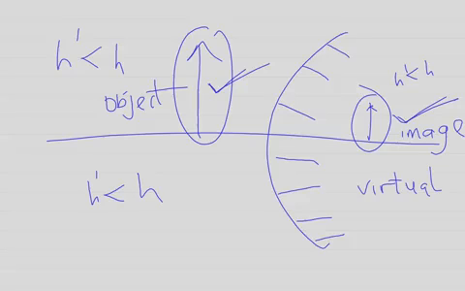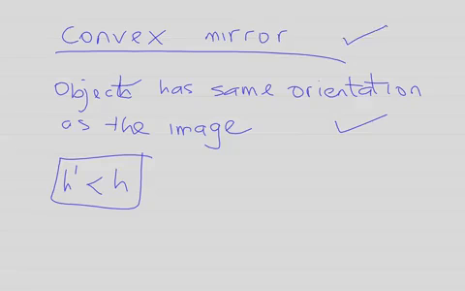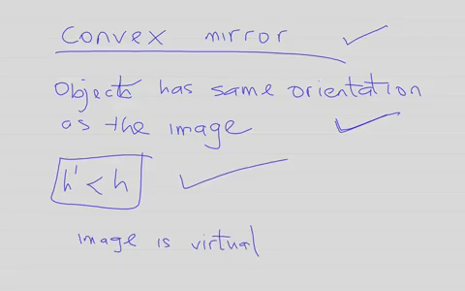So you should try to know the kind of image that will be formed if it is a concave mirror or if it is a convex mirror. So the answer to this question is that it is a convex mirror. Why? The object has the same orientation as the image. The image height is less than the object height. And the image that is formed is virtual. The image is also on the opposite side of the mirror.